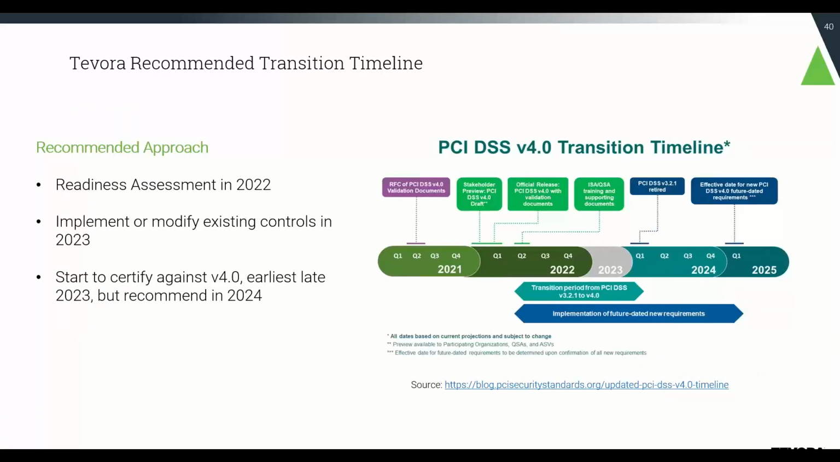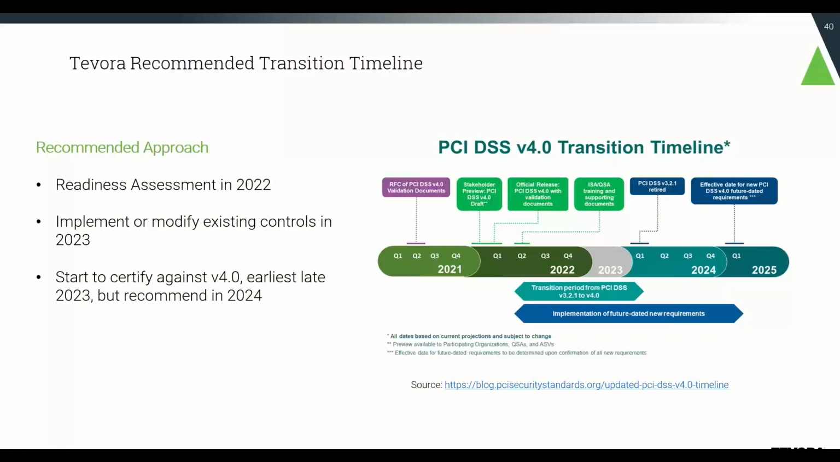So really, as everyone can see, there's a reason why the council has an enforcement date of March 2025. It's not just a change in nomenclature, rather a change in philosophy of how organizations approach PCI with its targeted risk analysis and expectations around technical control implementation and supporting documentation. So this is why we recommend the following approach.